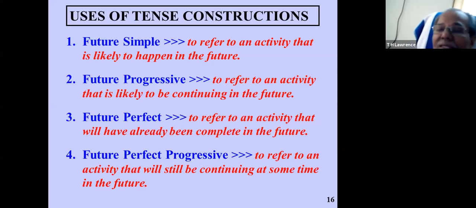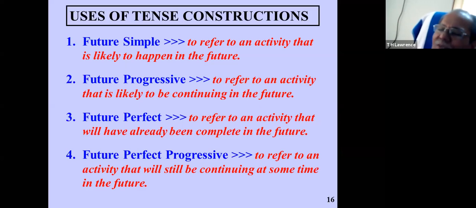Now here, only to refer to an activity that is likely to happen in the future, you can say, I'll talk to you, I'll see you there, or I'll come there, I may do that, all these things. These are all future referring to. Now, future progressive to refer to an activity that is likely to be continuing in the future.